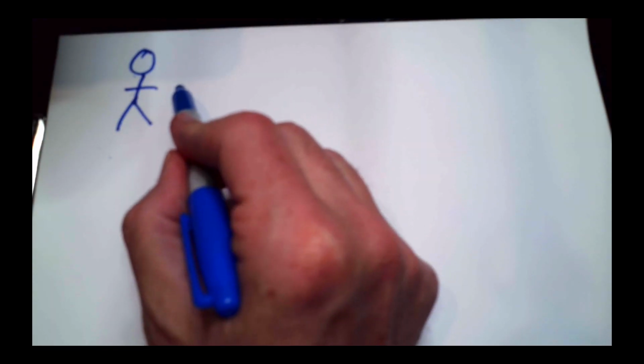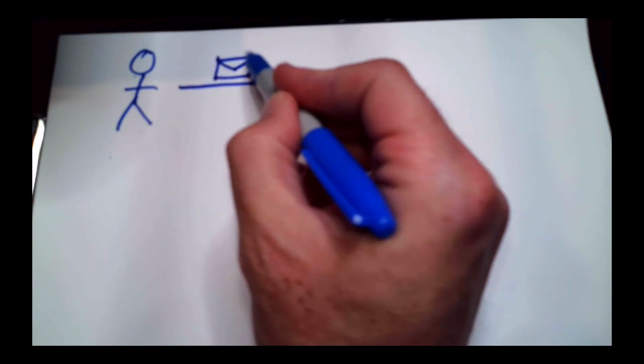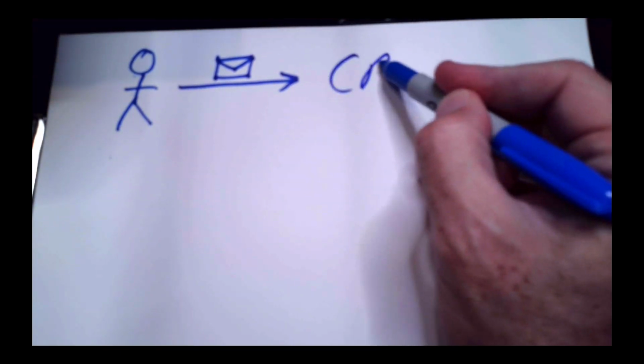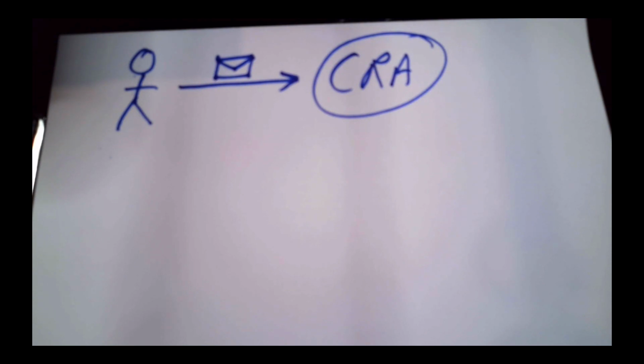But whatever the error is, what you do is you would then send a letter, is my preference, but it could be online, it could be a fax. You just have to prove what you sent and that it was received and when it was received. Well, who do you send that to? Well, you send that to the CRA. So the CRA is the Consumer Reporting Agency. This is Equifax, Experian, TransUnion, and these guys are the ones that create your credit reports, okay?